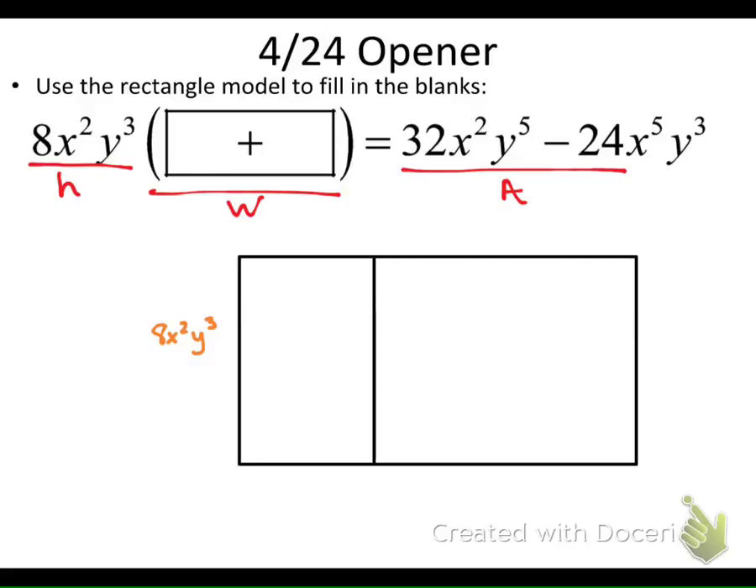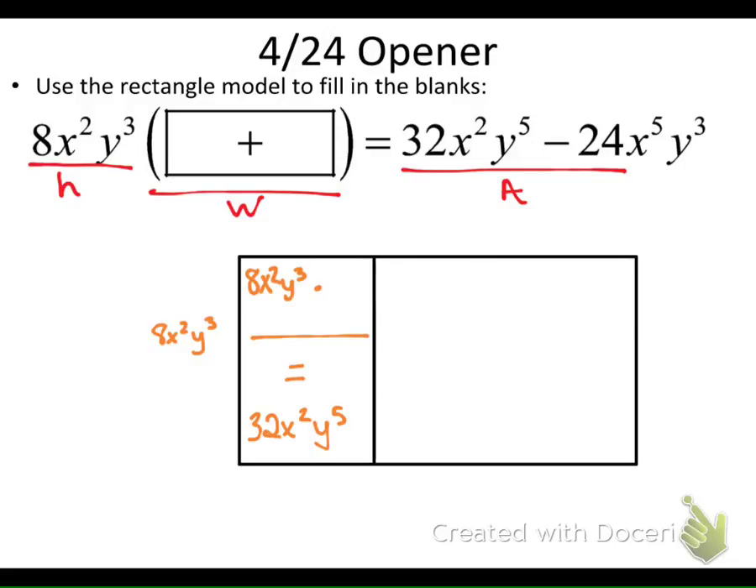All right, so from here, let's find the width. We're missing the width of this first rectangle. So let's go ahead and plug in the information that we have. We know that area is height times width, so we're going to write 8x squared y cubed initially, multiplied by a number we're not sure of yet. But we do know that the area we're going to get is going to be 32x squared y to the 5th. So what is 32 divided by 8?